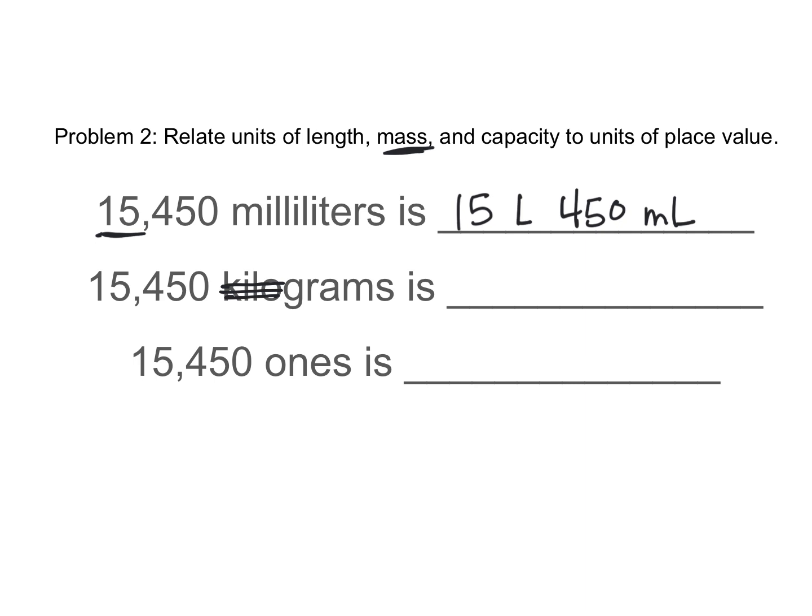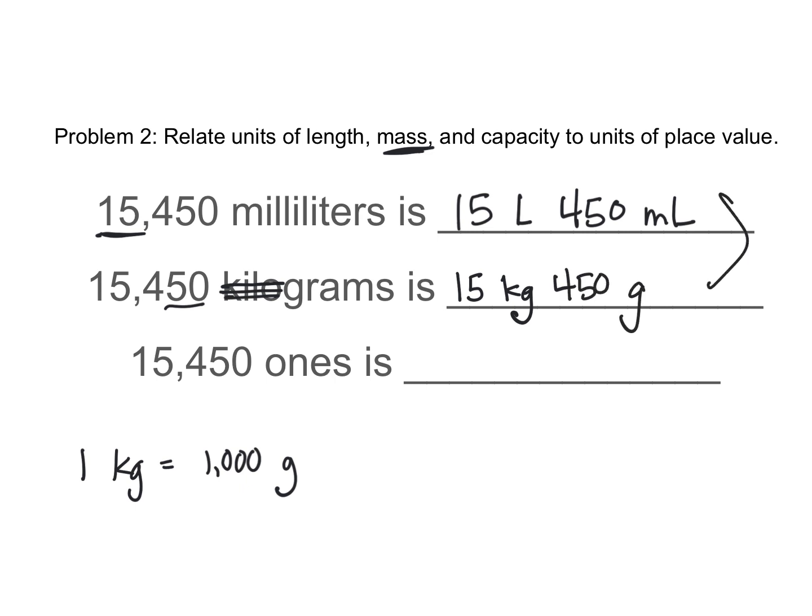This will be similar to what we just did with our liters and milliliters. We know that 1 kilogram is equal to 1,000 grams. So if we have 15,450 grams, we can take that 15,000 grams and turn it into 15 kilograms, and then we're left with the 450 grams. So if you look at the two here, you can see the similarities there. So we can do the same thing, comparing it if we were doing it on a place value chart. We could say that 15,450 ones is equivalent to 15 thousands, right?